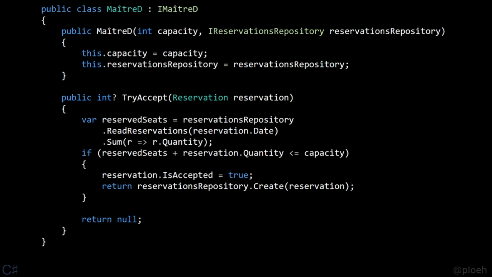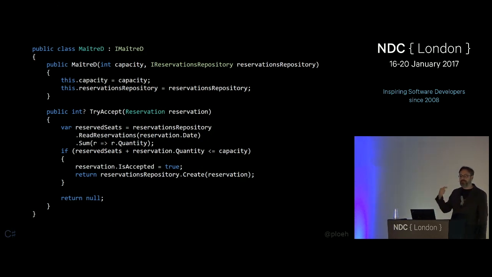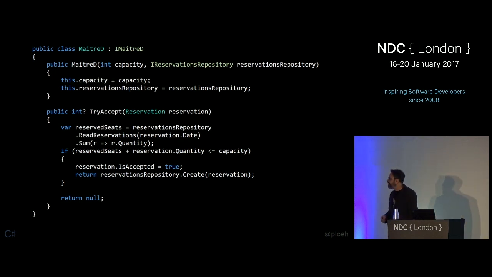So that's just a little bit of review of what it usually looks like in object-oriented code. Before I continue on, I want you to remember a couple of things, because I'm going to rewrite this code in different languages now. This is a class called MaitreD, and first of all, it has a primitive dependency on a capacity. You'll see capacity is just an integer. It's just the number of people who can eat at the restaurant at the same time. And then I have this reservations repository.